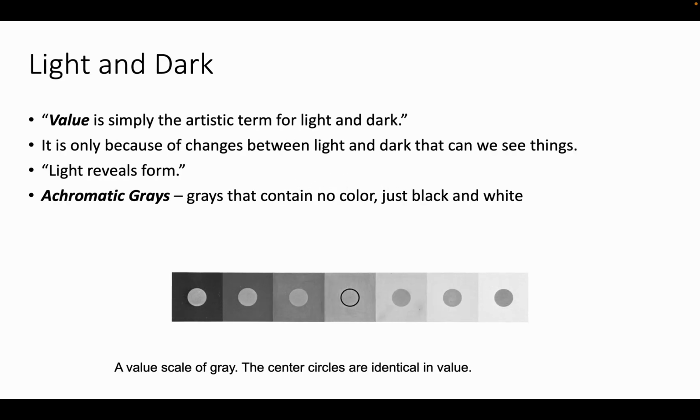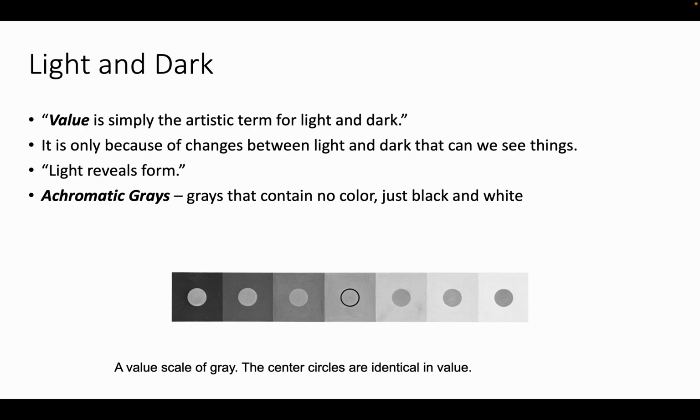So, as we talk about value, what we're actually talking about is the inherent shade on a subject matter that is, of course, affected by the situation it stands in regarding light. In light and dark, value just simply refers to light and dark, and it's only because of the changes of light that we can actually see value. Light always does reveal form.